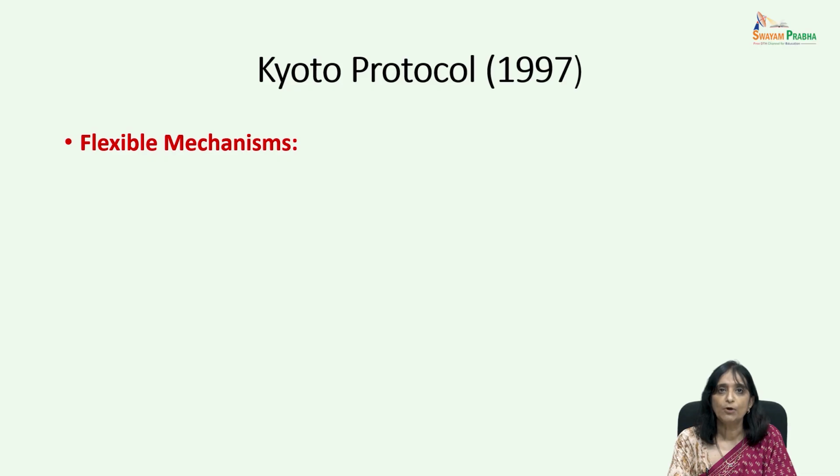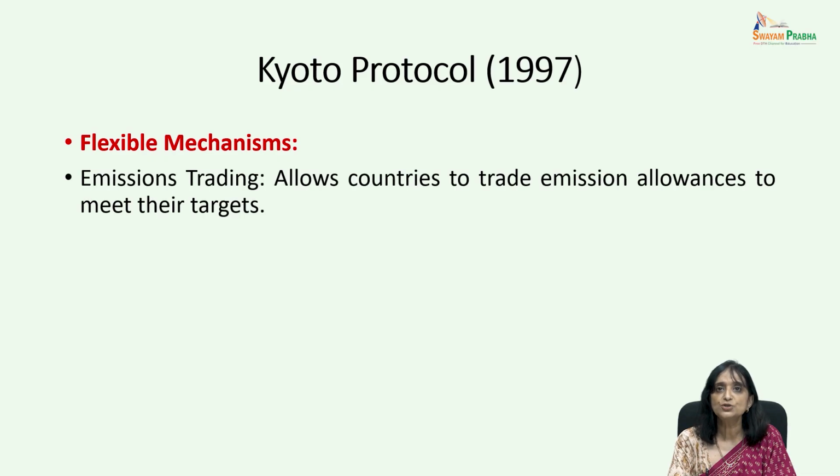The Kyoto Protocol gave a very flexible mechanism for reduction of the emission targets by allowing countries to trade emission allowances to meet their targets. We have already studied this in detail, that if you are emitting more, you can buy the credits from those who are emitting less. So in this way, what they were trying to do was to balance the emissions in the world.